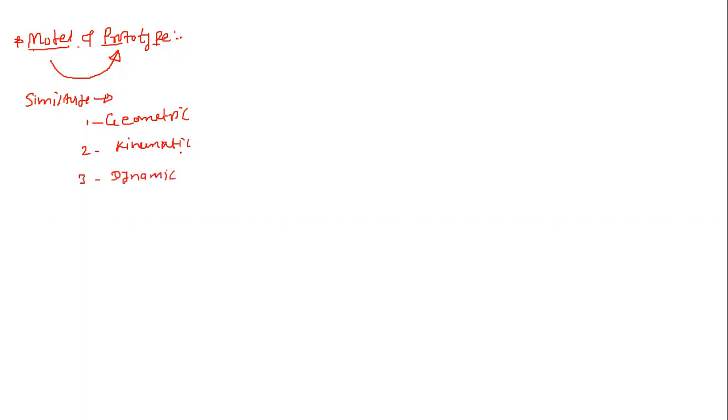So now we'll discuss what is meant by geometric similarity, what is meant by dynamic similarity, and what is meant by kinematic similarity. In the previous session we had seen that among the repeating variables, one must be a geometric variable, one must be kinematic, and the third one must be dynamic. We had seen what is meant by a geometric variable, a kinematic variable, and a dynamic variable.